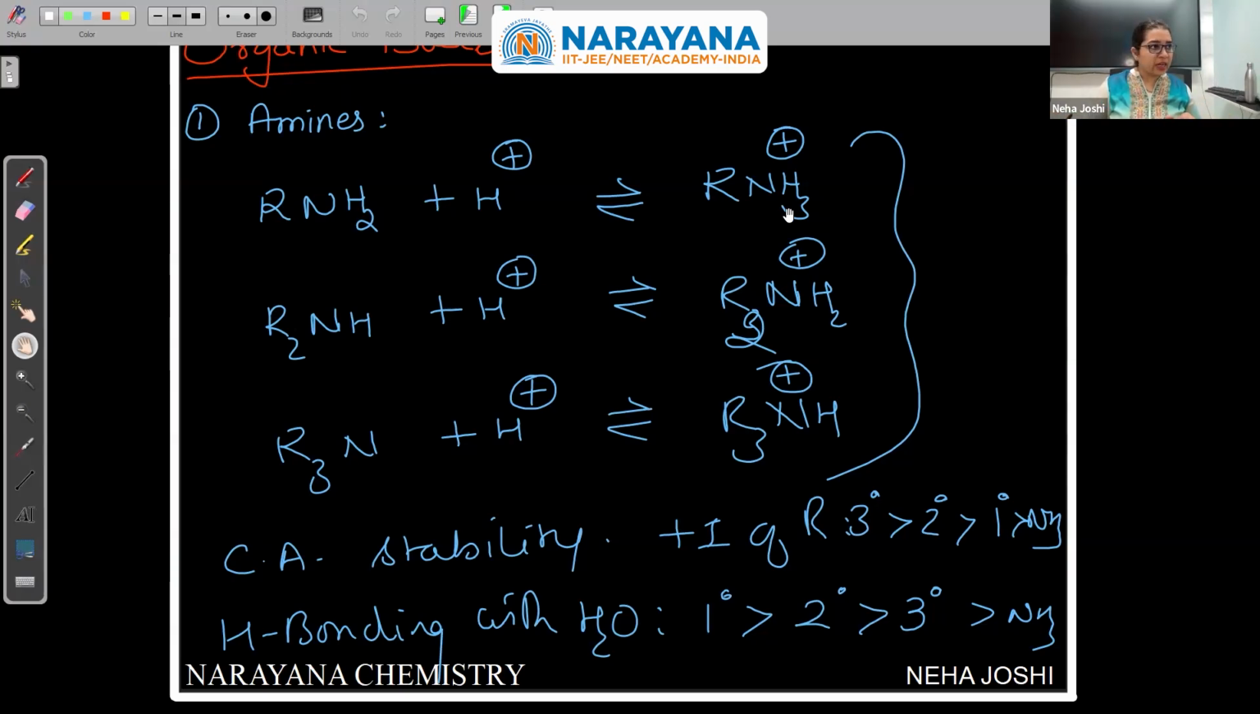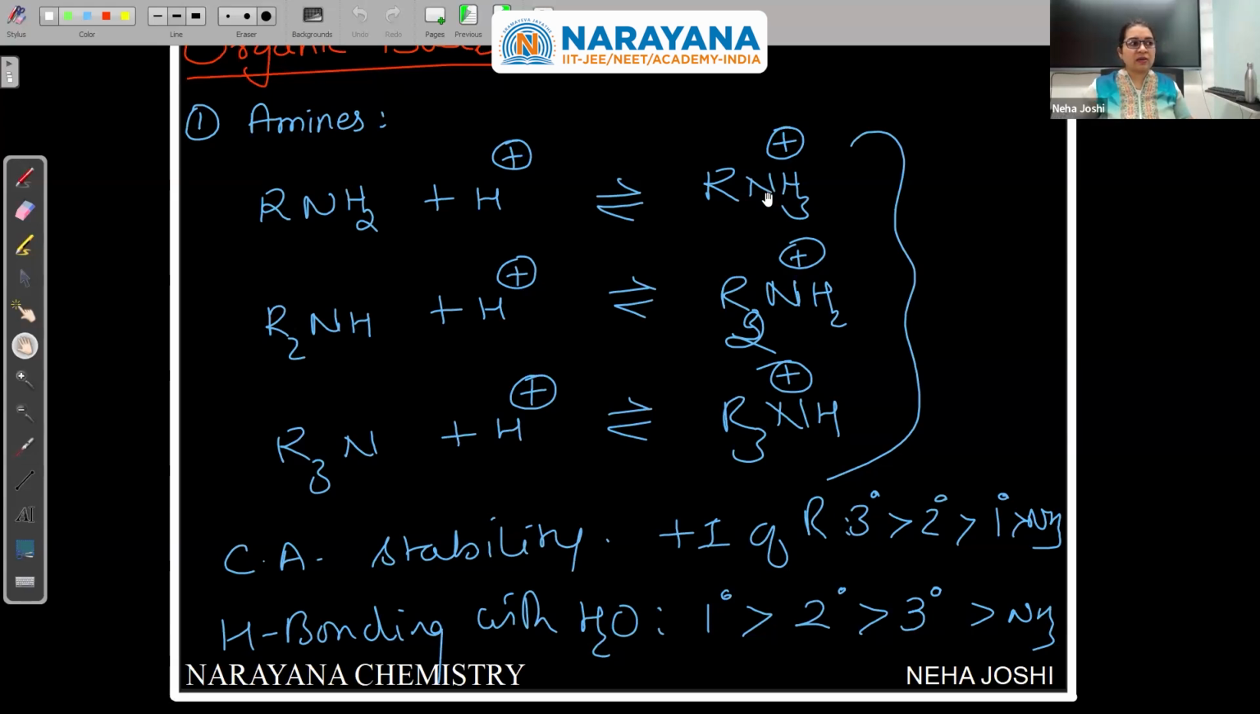Of course, conjugate acid formation, as I have told, you will form such conjugate acids. Now, if you compare these conjugate acids in the gaseous state, when there is no solvation, no support of solvent, just gas, then of course there is only one factor which is stabilizing these conjugate acids, and that is the plus I of these alkyl groups. The more the plus I, the better will be the stability of N plus, and thus I can say using plus I, right?